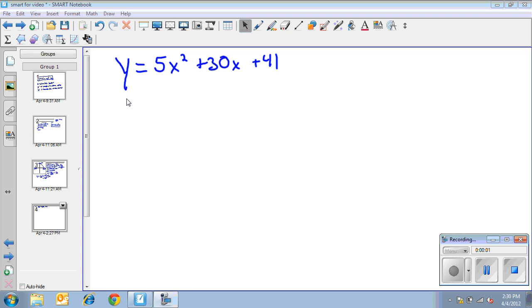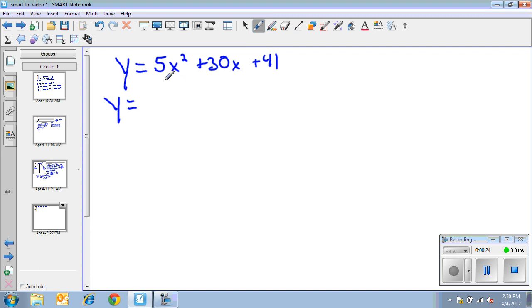Here's an example of completing the square. So we're given a quadratic equation, and right now it is in standard form, and we want to convert it to vertex form. So to go from standard form to vertex form, you have to complete the square. Now, completing the square always has the same steps. It's just like following a recipe. If we do the same thing every time, you'll always be able to complete it.